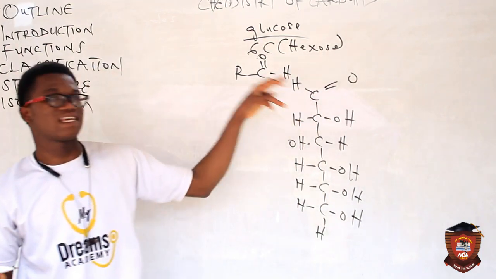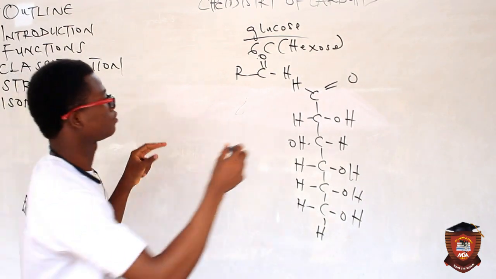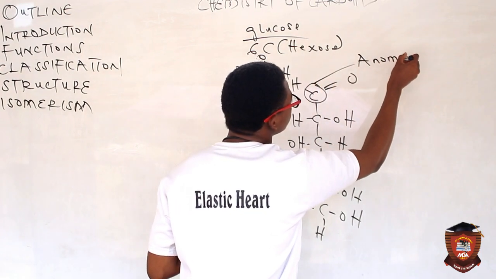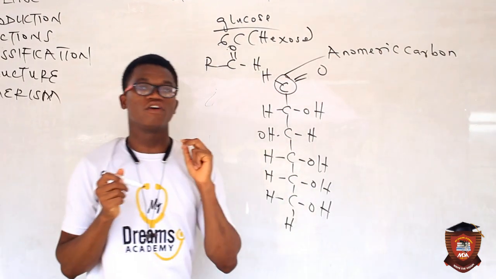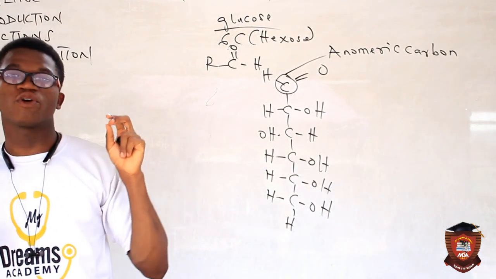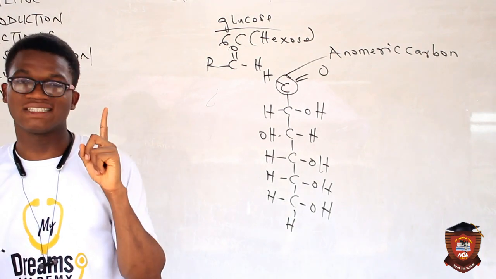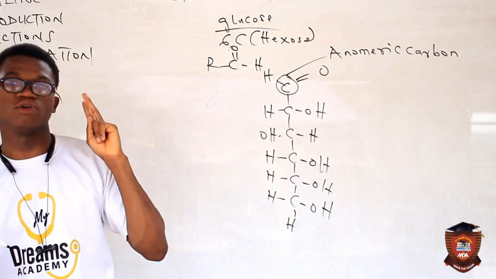So this carbon that has the functional group is called the anomeric carbon. And for glucose, as well as for every other aldose, the anomeric carbon is found on carbon 1. But in ketoses, the anomeric carbon is found on carbon 2.